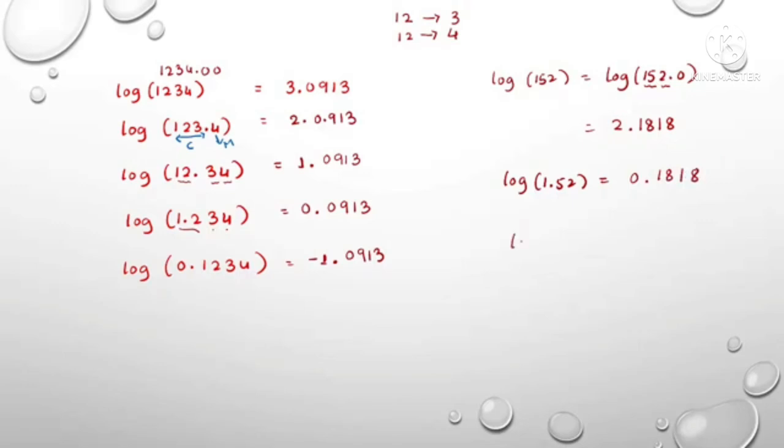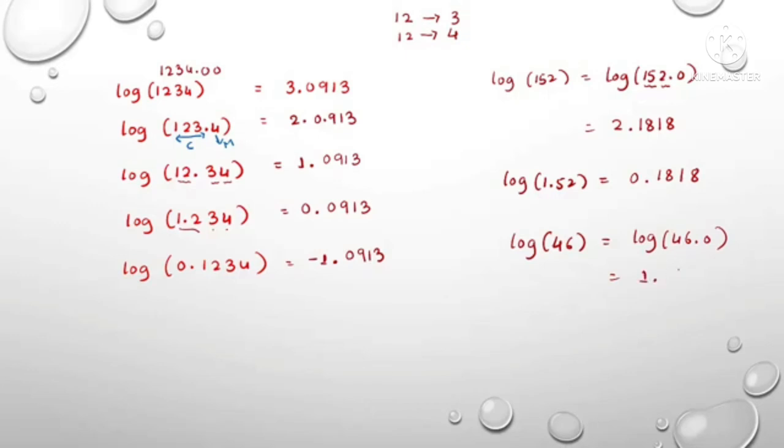Suppose the number will be like this, log of 46. There are no 3 digits, only 2 digits are given. How are you going to find its value? Log of 46 means I can write it as log of 46.0. There are 2 digits before the decimal point, 2 minus 1 will be 1 point.